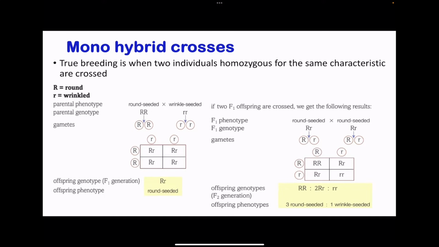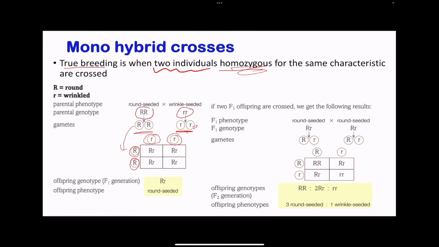Let's begin by introducing what true breeding is. True breeding is when the two individuals that are crossed are both homozygous for the same characteristic. For example, here we have pea plants. Some have round seeds and others have wrinkled seeds. So the gametes from here are going to be that and that, while the gametes from there are going to be both dominant, that and that.